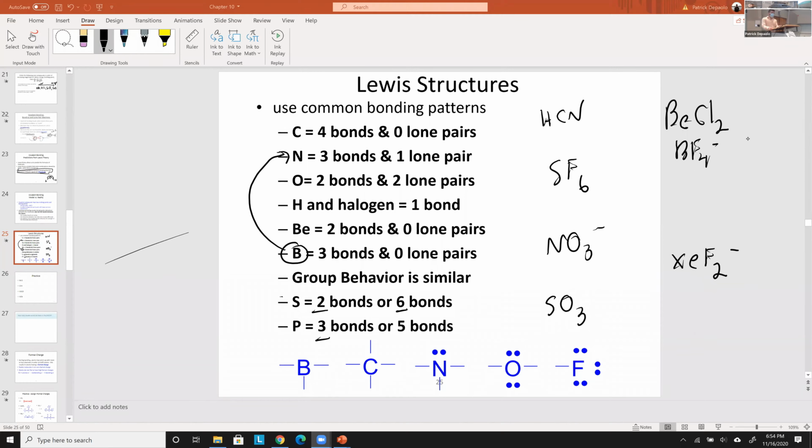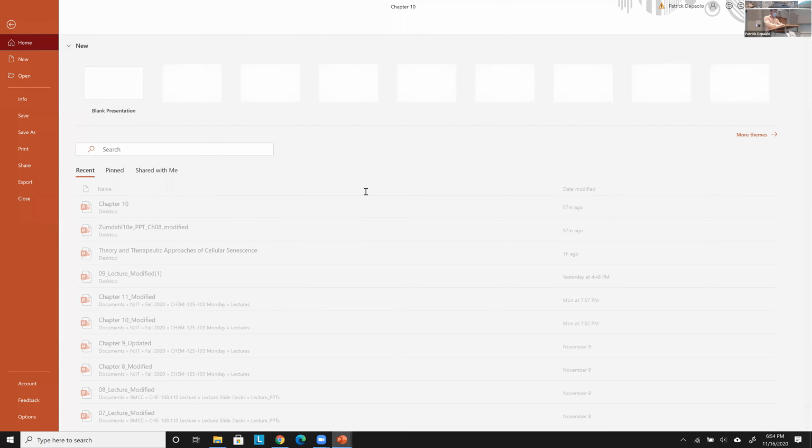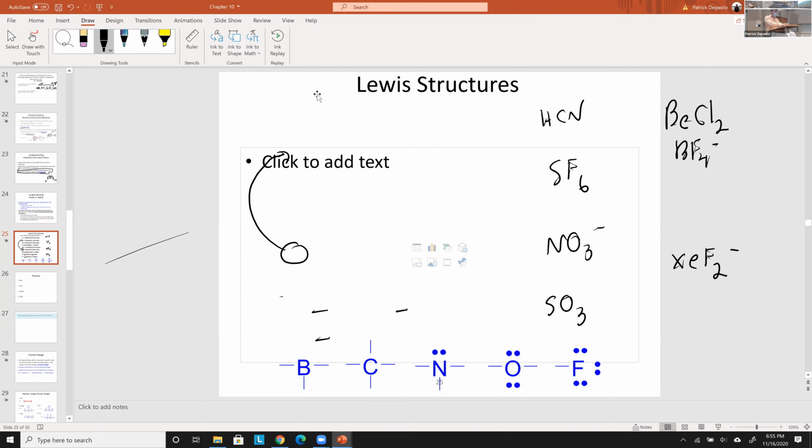Okay, so let's do some Lewis structures. Here's what I'll do. I didn't delete it. I just cut it. So I'll put it back later. Okay, so we'll do HCN.